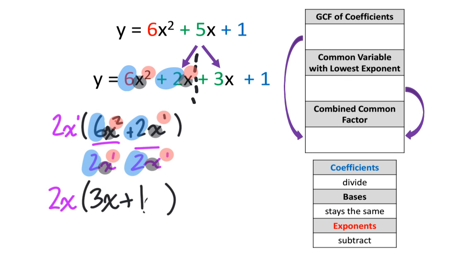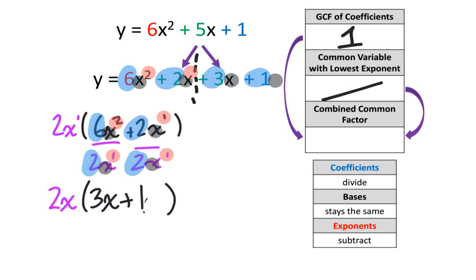Let's repeat the same process for these two terms. First, we want to find the greatest common factor of the coefficients. This has a coefficient of positive 3, and this has a coefficient of positive 1. The greatest common factor, in other words, the largest number that can divide evenly into positive 3 and positive 1, happens to be just 1. Next, we want to take a look at if there is a common variable with the lowest exponent. I can see that this term has a variable of x, while this term does not have any variable. So that means there is no common variable.